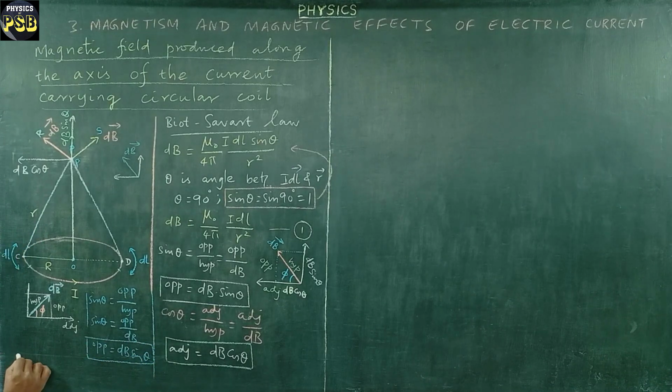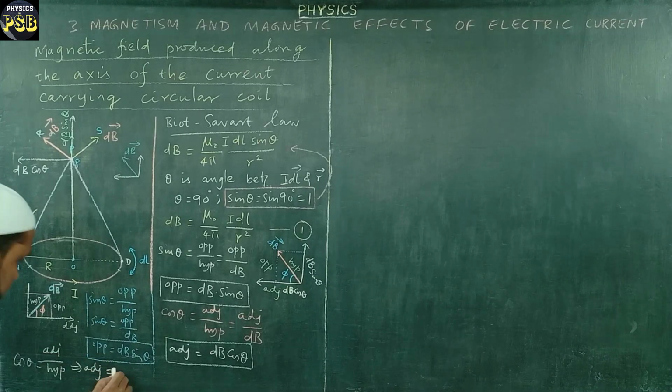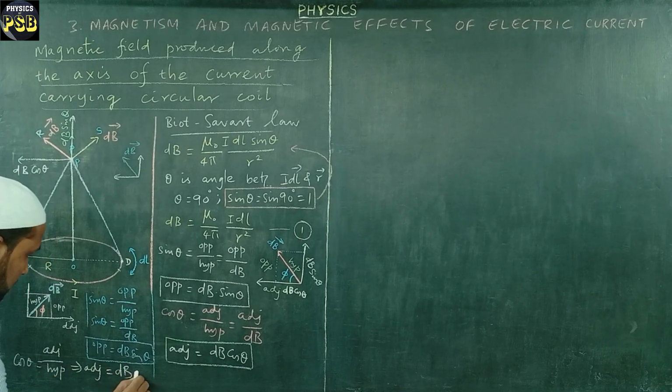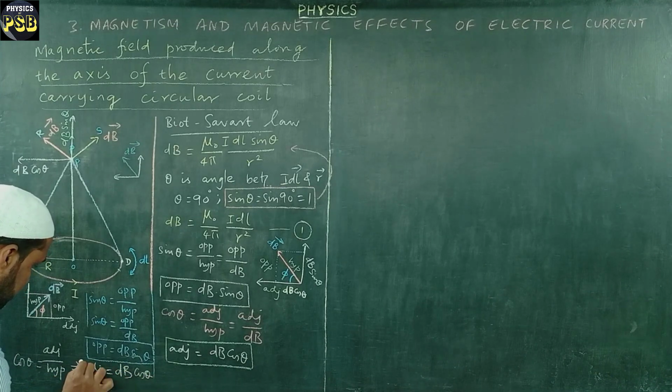Now I take cos of theta, which is adjacent side divided by hypotenuse. I don't know the value of the adjacent side, so it is kept as such. But hypotenuse is equal to dB. On cross multiplication, I skip one step here. So, the adjacent side is equal to dB cos theta.